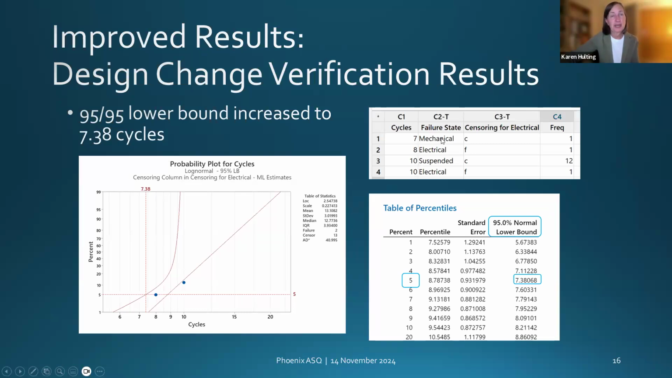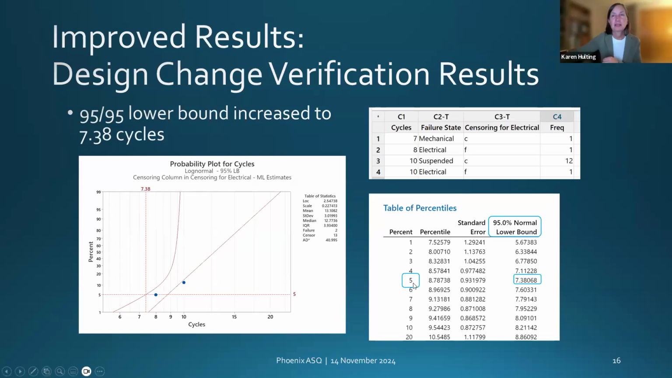1 of them failed for a mechanical reason at 7 cycles, so we were no longer able to really look at the electrical situation, and 1 of them did have an electrical failure at the 8th cycle. So now we redo that same exact analysis. Now it's really tricky to check distribution, right? Because we only have 2 failure points, so we're not really checking. We're going to just use the same distribution that we used before. We're going to use that log normal distribution.